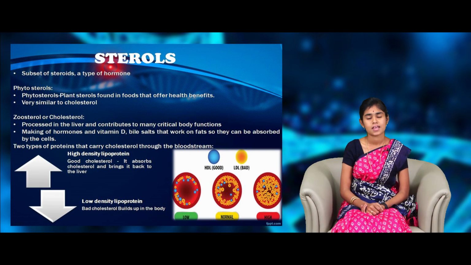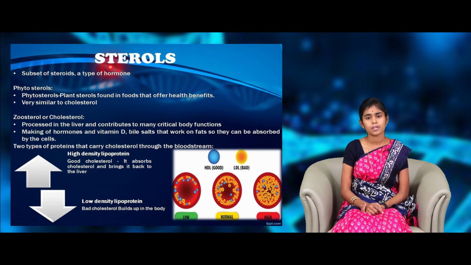Second one is sterols. Sterols are a type of steroids with hydroxyl groups. The sterols found in plants are called phytosterols and in animals are called zoosterols. The very important zoosterol is cholesterol. Cholesterol is mainly found in our body in the form of steroid lipids. You know, we have both good cholesterol and bad cholesterol. Good cholesterols are carried by high density lipoproteins and bad cholesterols are carried by low density lipoproteins.